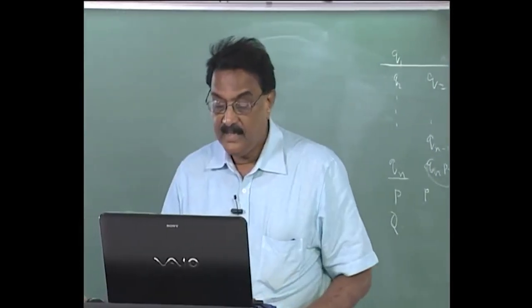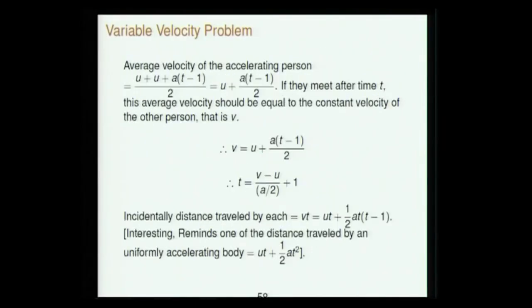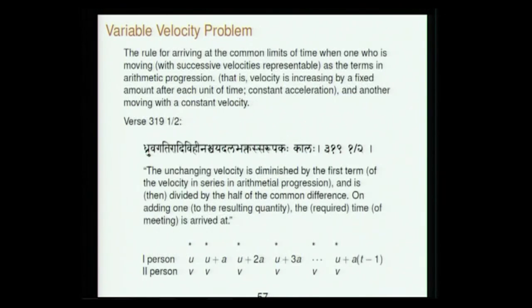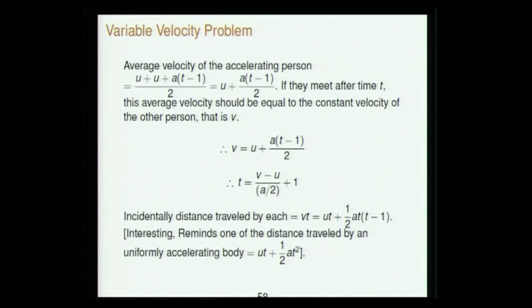So, clearly, if they have to meet, the average velocity must be the same. They should have travelled the same distance. So, time is the same, so the average velocity should be the same. Then the average velocity of the first person, this is an arithmetic series, is u plus (u plus a into (t minus 1)) divided by 2. The second person of course has constant velocity, so his average is his own constant velocity, v. So, t is (v minus u) divided by (a by 2) plus 1, so that is what he is saying.